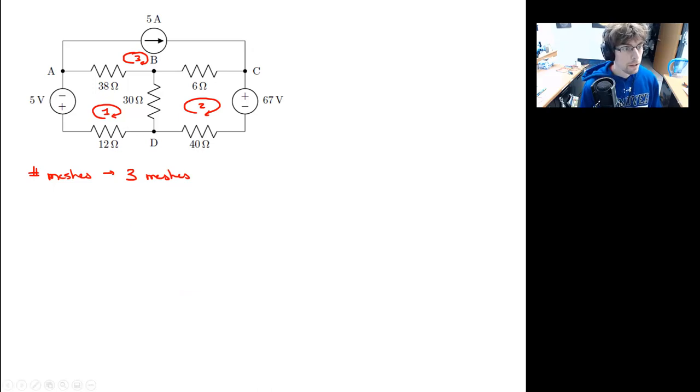Okay. Well, now we have identified our meshes. Now it's time for us to apply KVL coupled with Ohm's law to get the currents in each of these meshes. One of the things, the reason I chose this problem, that you notice right away is this current supply. What does that mean current I3 has to be equal to?